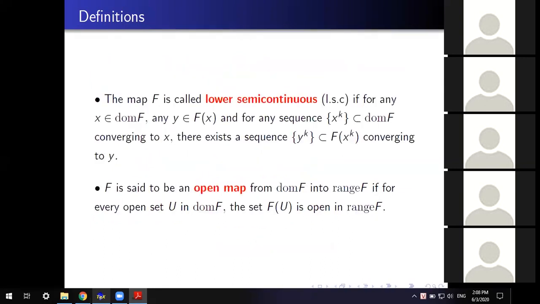Next, the map F is called lower semicontinuous if for any s in the domain of F and any y belonging to F(s), and for any sequence s_k tending to s, there is a sequence y_k in F(s_k) tending to y. We say that F is an open map from the domain of F into the range of F if for every open set U in the domain of F, the image is open in the range of F. In the case where the domain and range of F are open sets, we say that F is open.